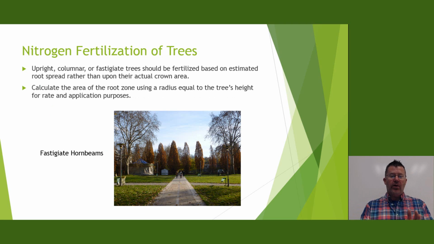Upright, columnar, or fastigiate trees should be fertilized based on estimated root spread rather than upon their actual crown areas. And see, we have these hornbeams here.